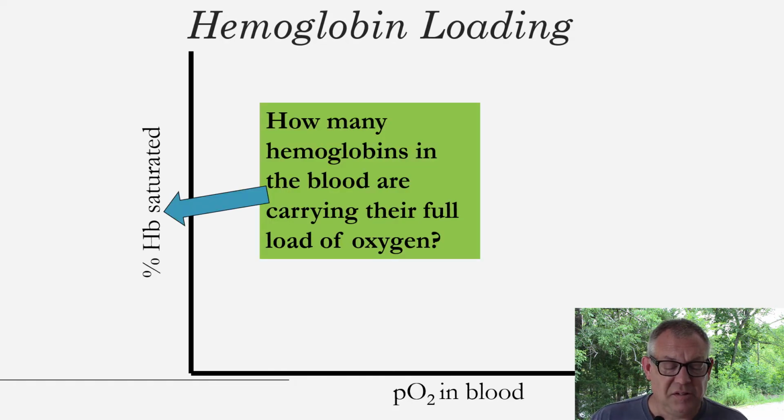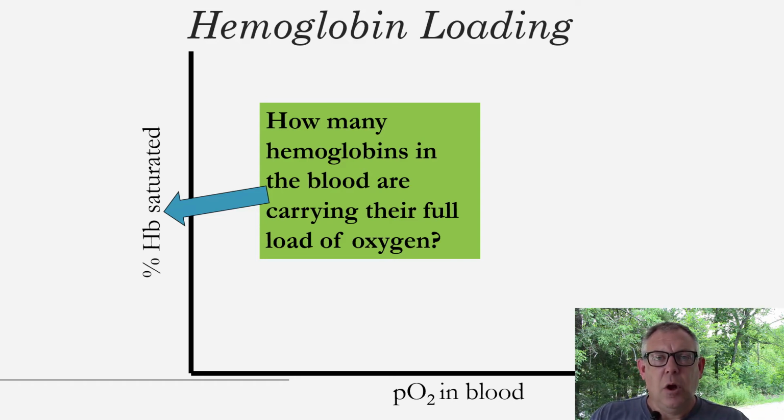If you look on the y-axis, we've got the percent of hemoglobins that are saturated. So it's how many of the hemoglobins in your blood are carrying their full load of oxygen. Remember, it's kind of an all or nothing thing, right? Either you're not carrying any oxygen or you're carrying as much oxygen as you can. And so by looking at the percent of hemoglobins that are saturated, that gives you an idea of how much oxygen is in the blood, what's going on in the blood. So that's what we're graphing on the y-axis.